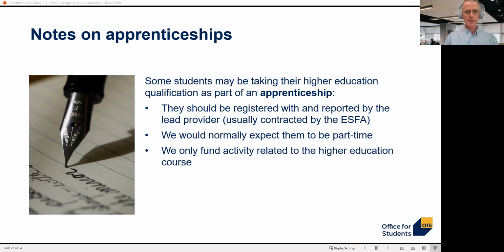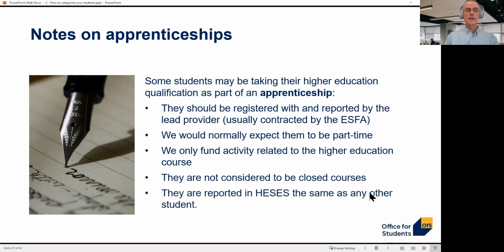Again, we're jumping ahead a little bit here, but higher education and apprenticeships is very often tied to employees of a particular company, which might make the course what we call a closed course. But because they're apprenticeships, we do not treat them as such, which would have funding implications if they were. The bottom line here is that apprenticeship students are reported in HESES pretty much the same as other students.